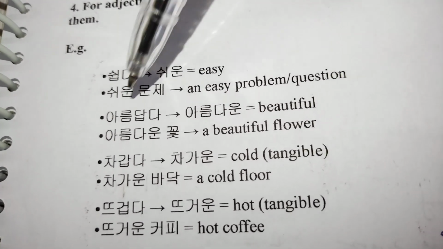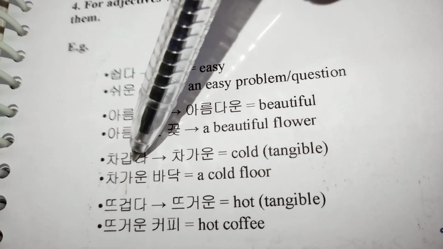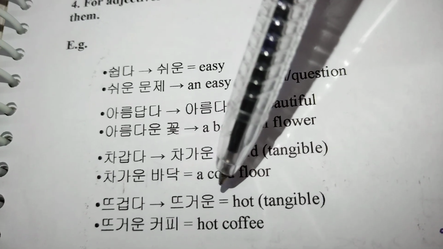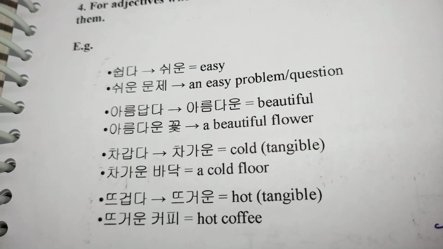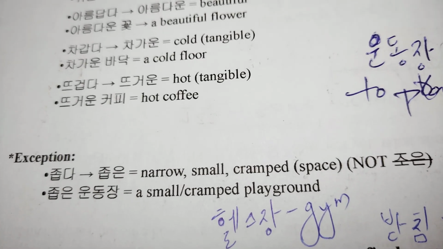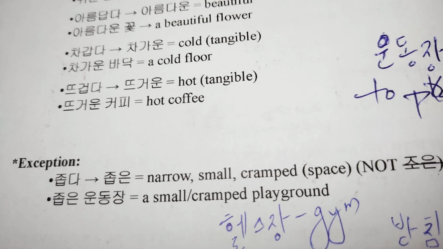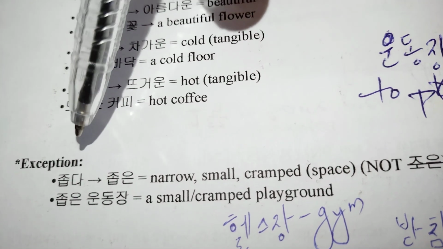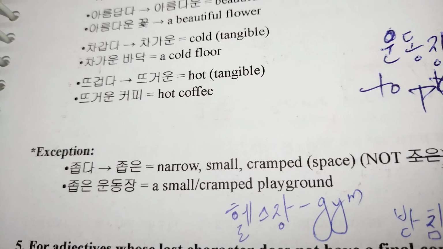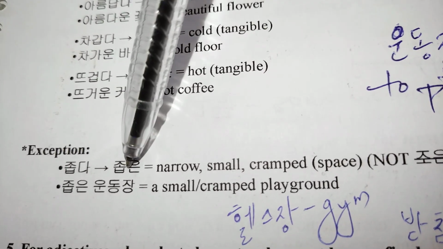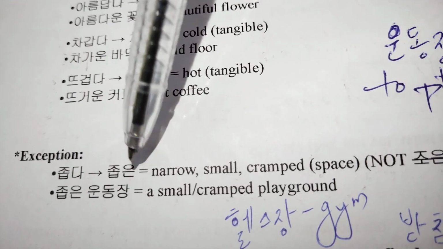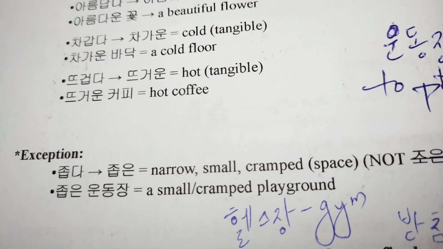아름답다, 아름다운 꽃. 차갑다, 차가운 바다. 뜨겁다, 뜨거운 커피. And this one also has an exception, and that is 좁다. 좁다 means crammed. And 좁다 would behave as the first conjugation rule that we saw today. You just simply add an un at the end. So 좁다 would become 좁은, and 좁은 운동장.